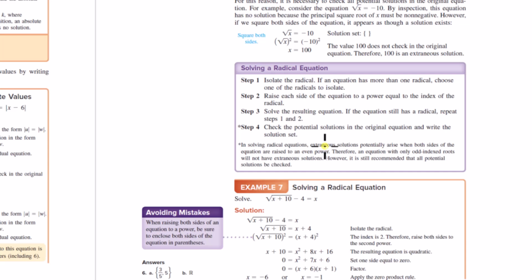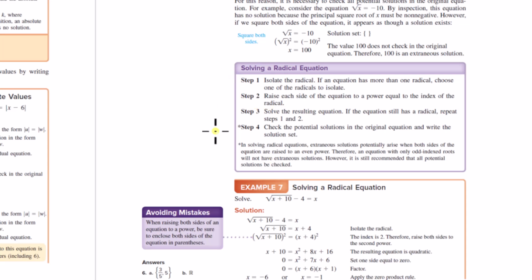That's the idea. Now they note that this potential for extraneous solutions only comes into play if you're raising to an even power to eliminate an even index in a radical. If it's odd indexes, it won't matter, but it's still good practice to check your solutions. But technically, if you're only eliminating odd radicals, raising both sides to odd powers, if you don't make any math errors, there won't be extraneous solutions.